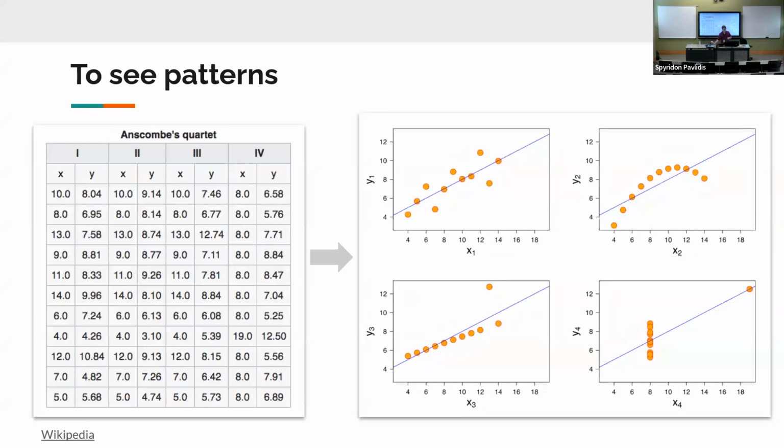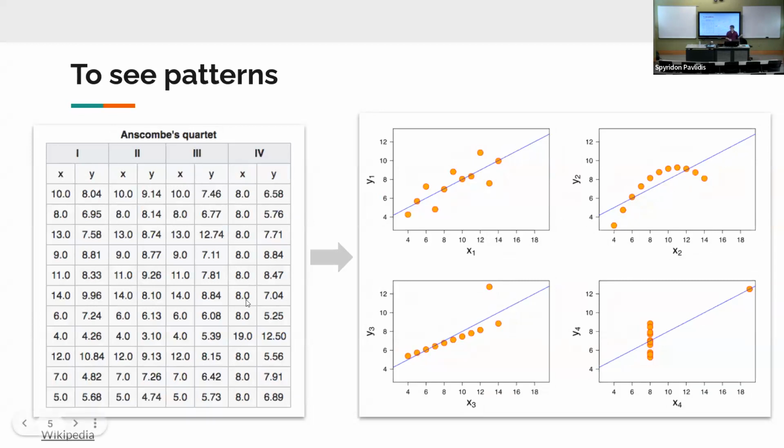Primarily, we use it, again, as I mentioned, to see patterns. So this is an example data set called Anscombe's Quartet. I think it's Anscombe. It's an artificial group of 4 data sets that he made, which I think is pretty cool. You've got the first set here, X and Y. You've got the second set, X and Y, third and fourth.